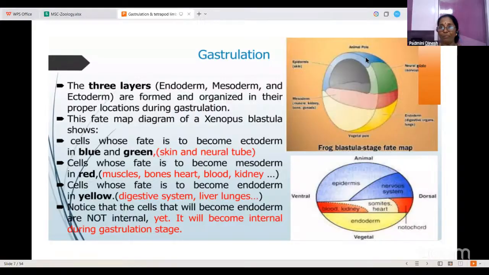Now, that is the animal pole where you have the blastoderm, and that's the vegetal pole where you have the yolk connection still over there. So that is why you're calling it the vegetal pole over there. So that's a picture over here, how you can see the ectoderm going to form the nervous system and epidermis, the mesoderm going to form somites, blood, kidney, and that's the endoderm over there.